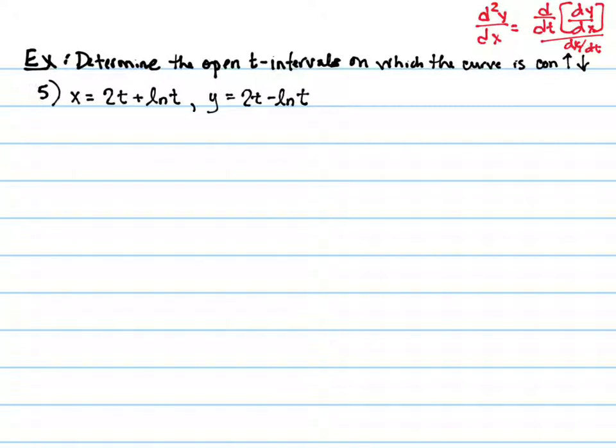So the first thing we need to do is find those individual derivatives for x and for y. So what is x prime here? 2 plus 1 over t. Good, 2 plus 1 over t. And y prime? 2 minus 1 over t. Right, 2 minus 1 over t. Okay, all good? So we should be able to use that to find dy dx. So what's dy dx?